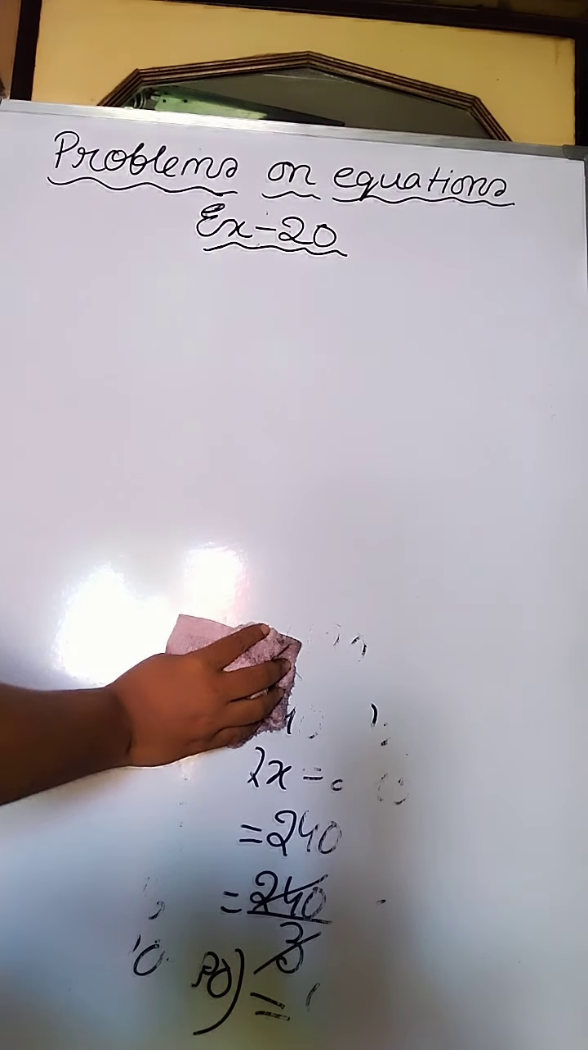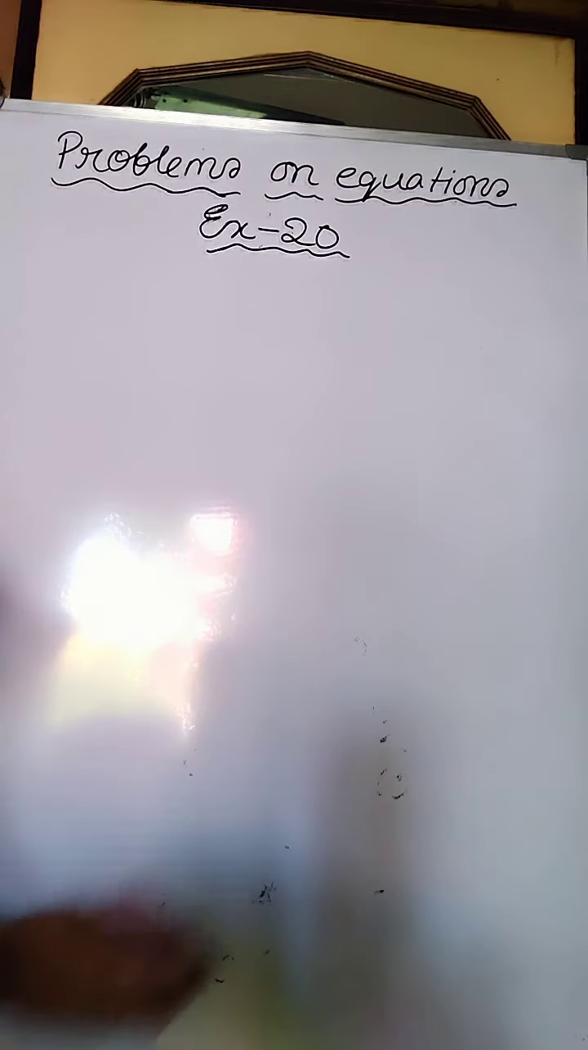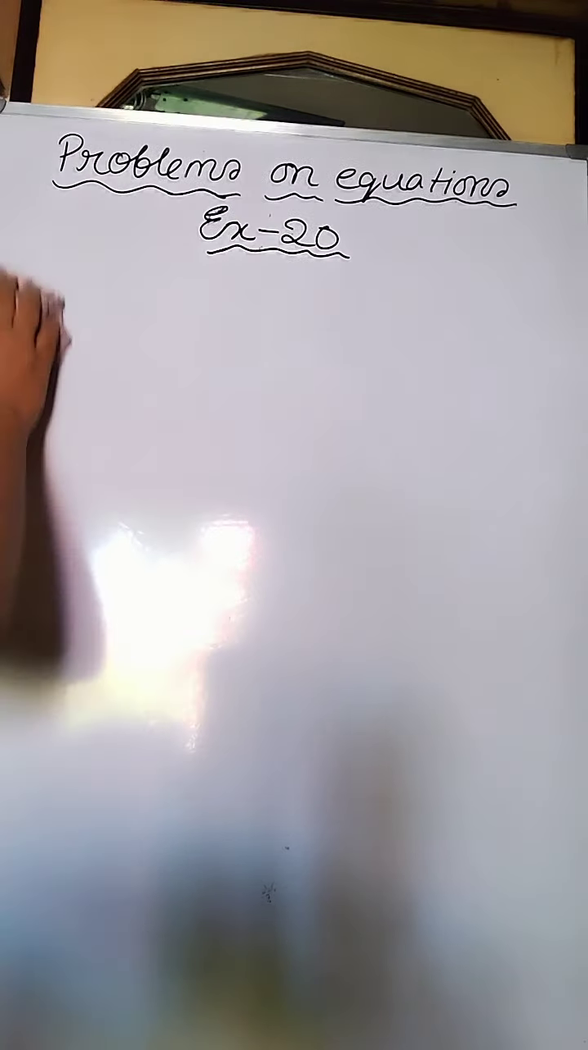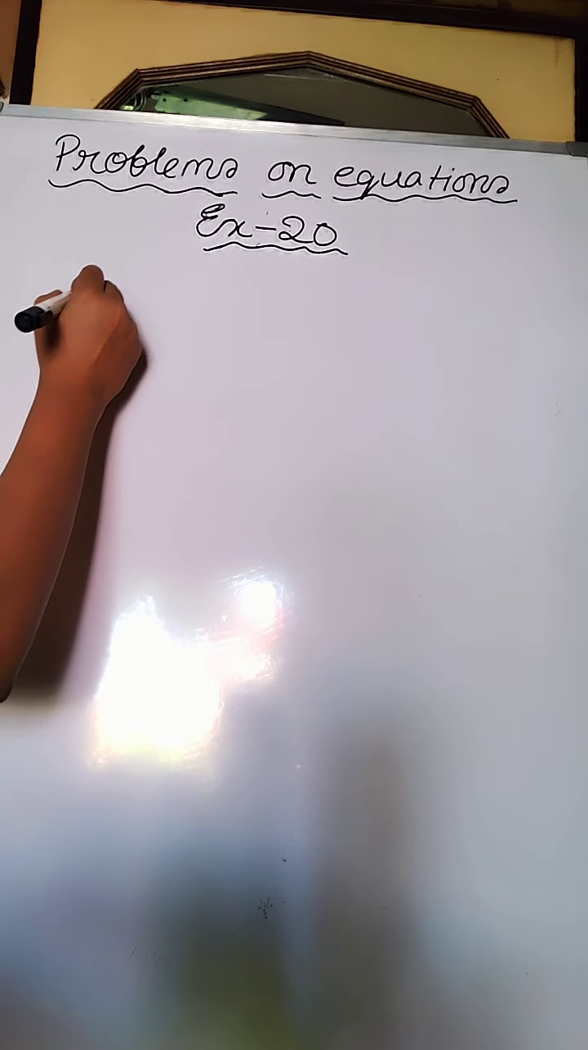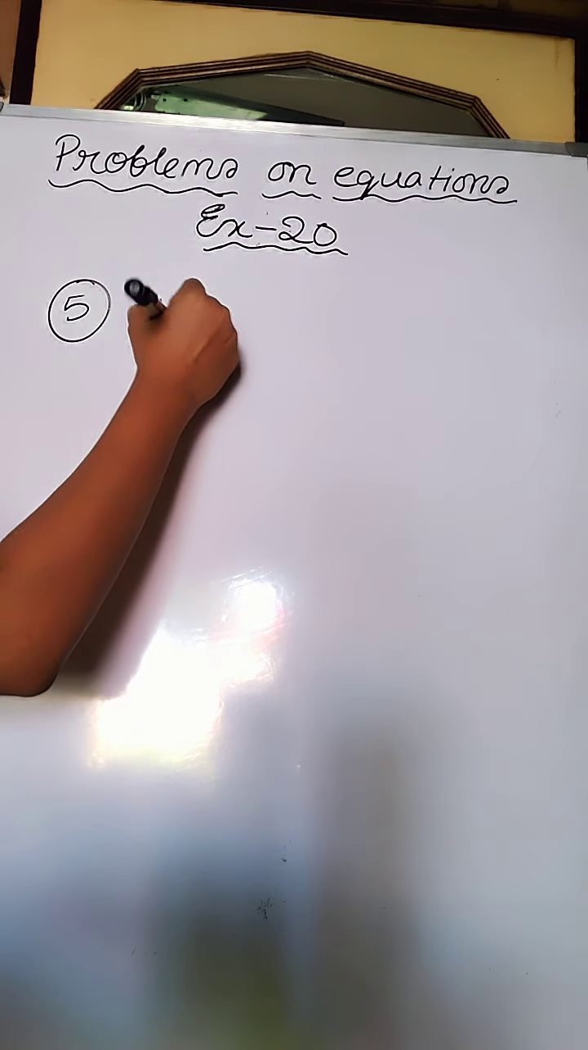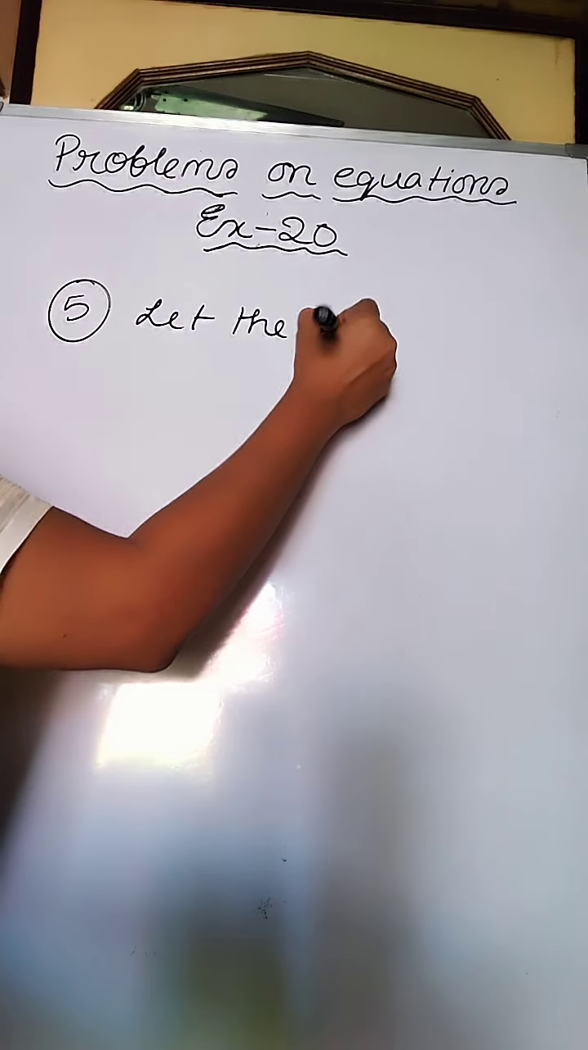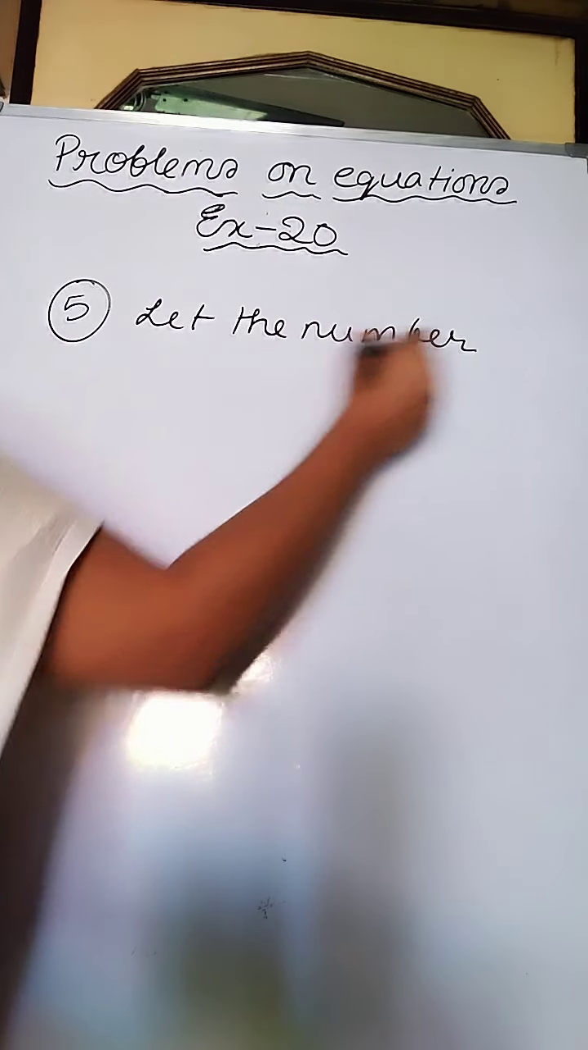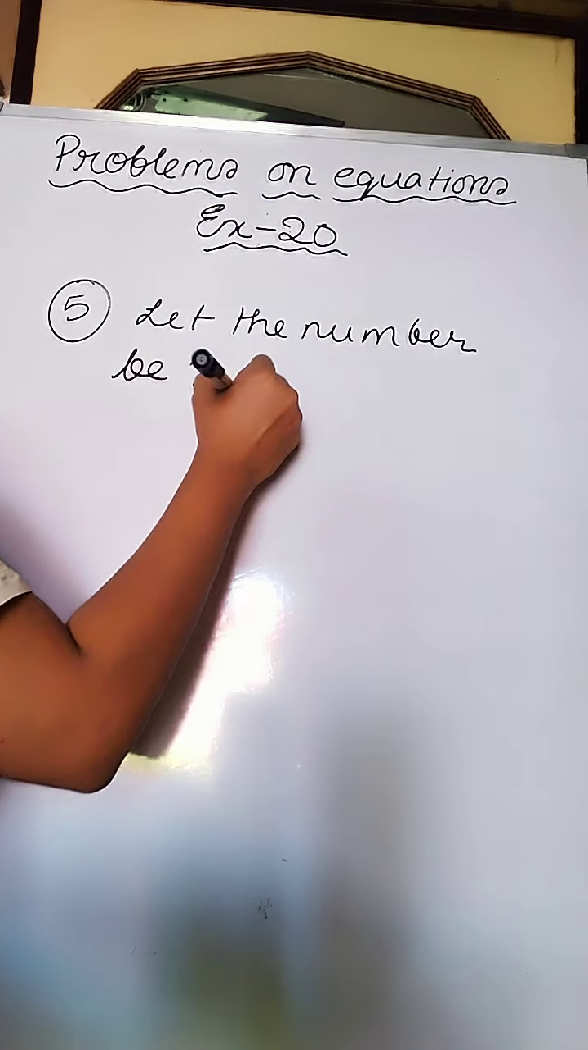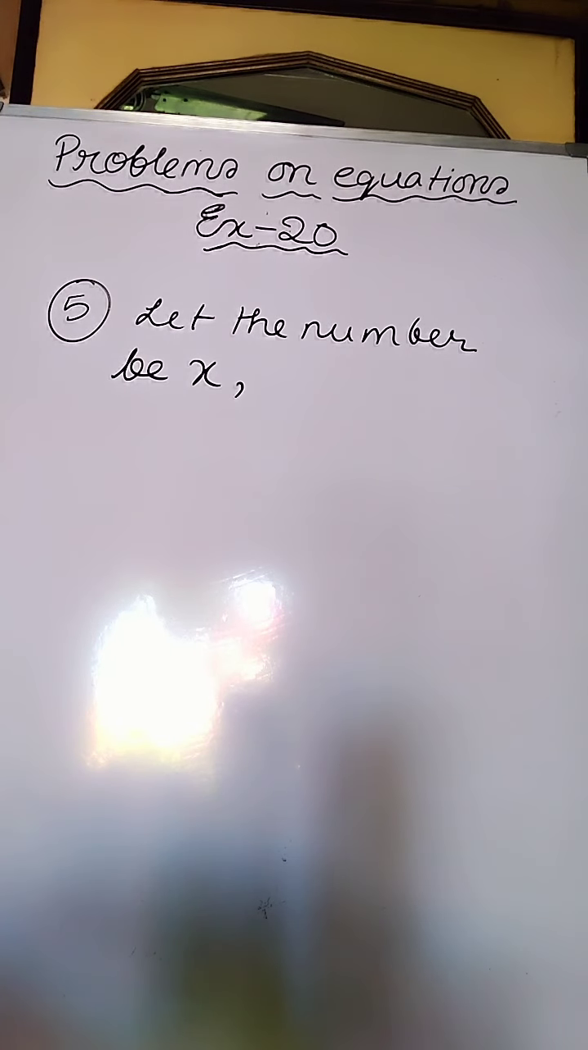Sum number 5 is also a very easy sum. It is given that if 8 is added to a number and the sum is multiplied by 10, then the product is 150. Find the number. If 8 is added to a number, let the number be x.